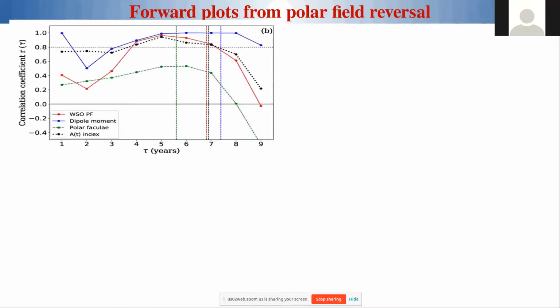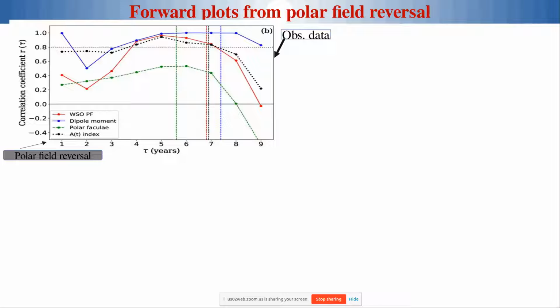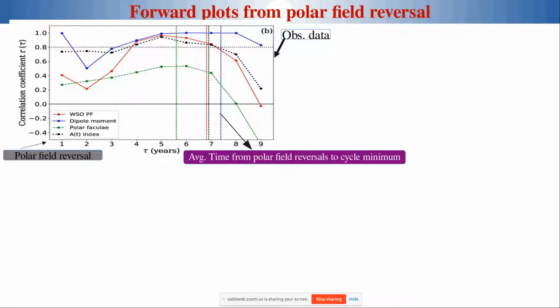So using this data, here is the observational plot, and we have calculated the linear correlation coefficient of the polar field with respect to the next cycle amplitude as a function of time. This plot shows the time of polar field reversal, and these other vertical lines show the average time from polar field reversal to solar cycle minima.